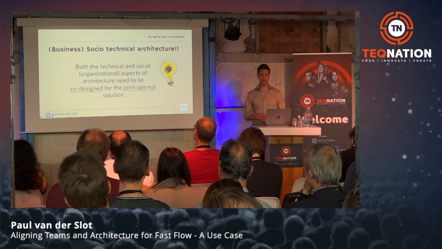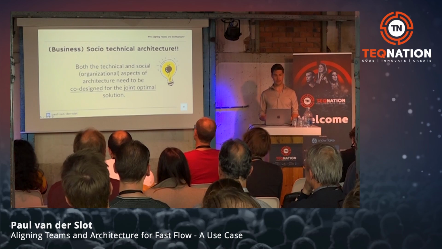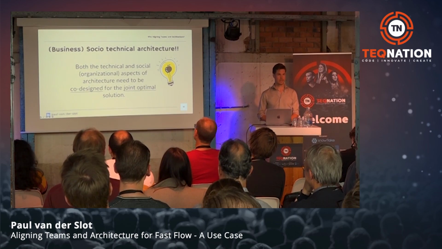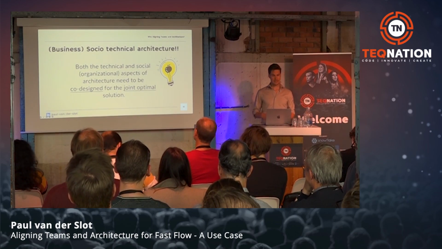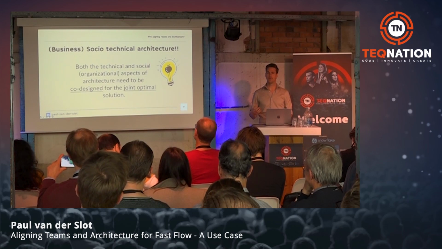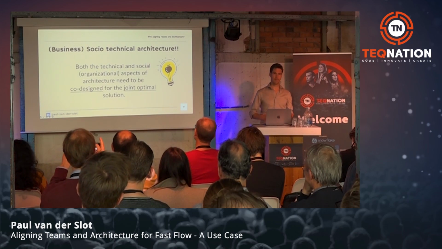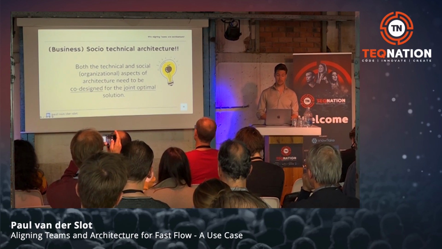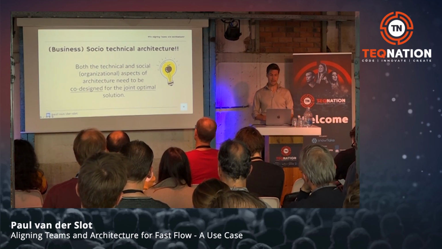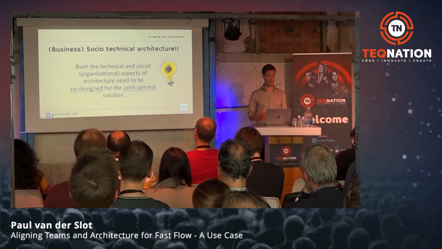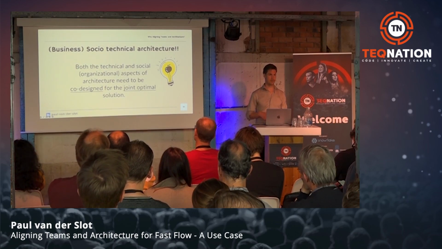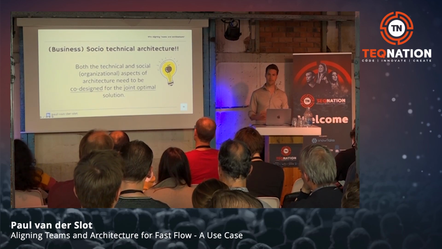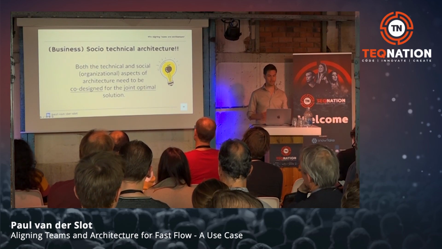And that leads to a well-known term, the socio-technical architecture. What this means is that architecture isn't only technical. It's a combination of the social parts and the architectural parts, and even the business parts. And the idea is that you look for the joint optimal solution of these things, and that you don't consider only one part, but you consider all the parts together.